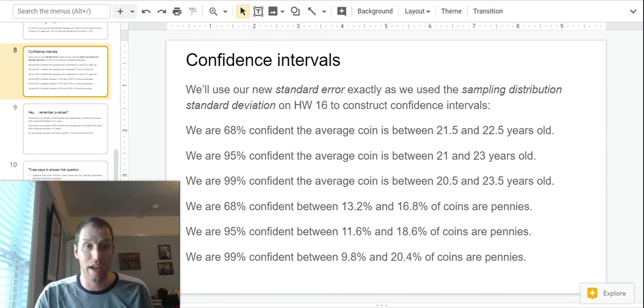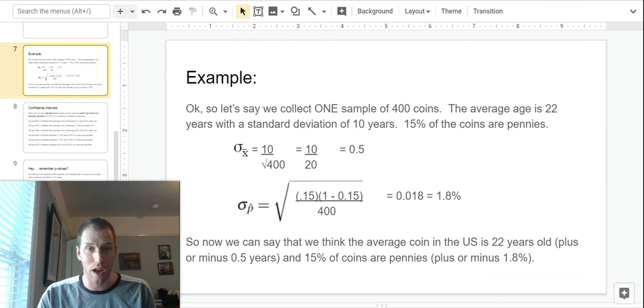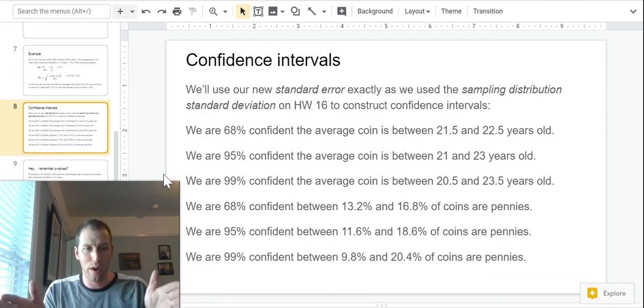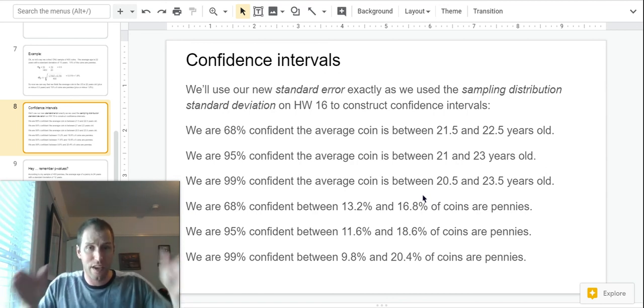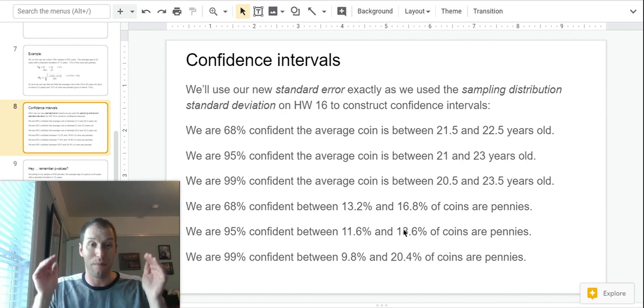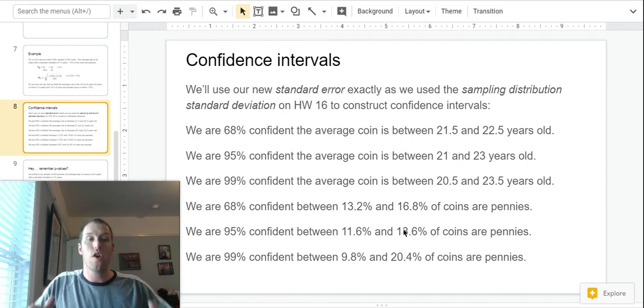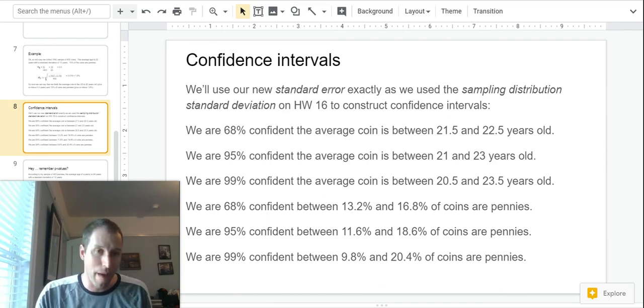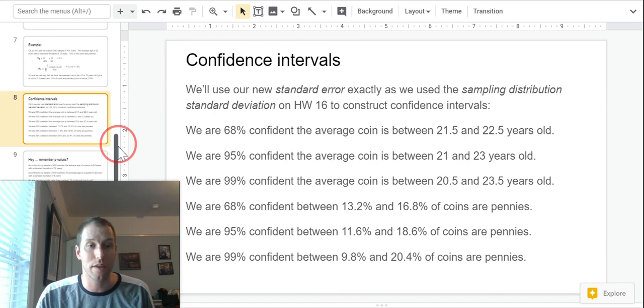For the categorical data, again, my average was 15% because I said 15% of the coins in that jar were pennies. My standard error, based on this formula, was 1.8%. So I'm going to start at 15%. If I go 1.8% in both directions, I get to 13.2 and 16.8. I'm 68% confident in that. 2 standard errors, 2 times 1.8. Now I'm at 11.4 and 18.6. I'm 95% confident in that. Throw in another one, 3 standard errors, and I'm 99% confident that between about 10 and about 20% of the coins in the US are pennies based on this.